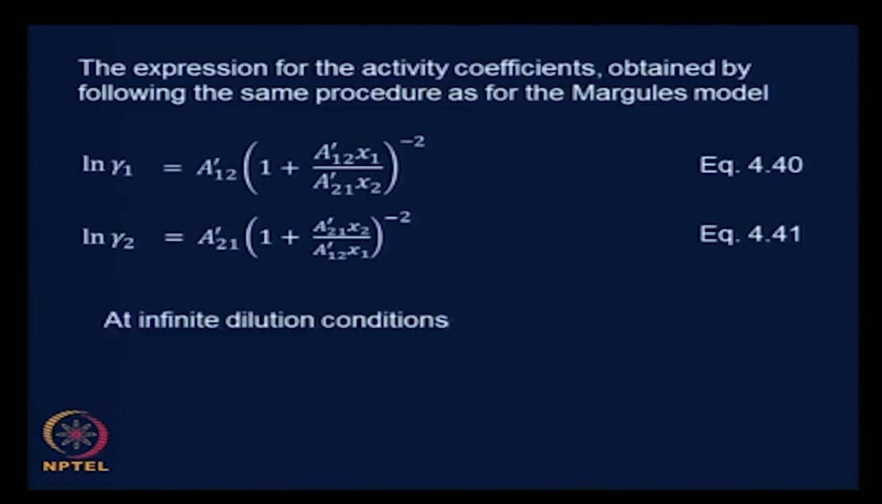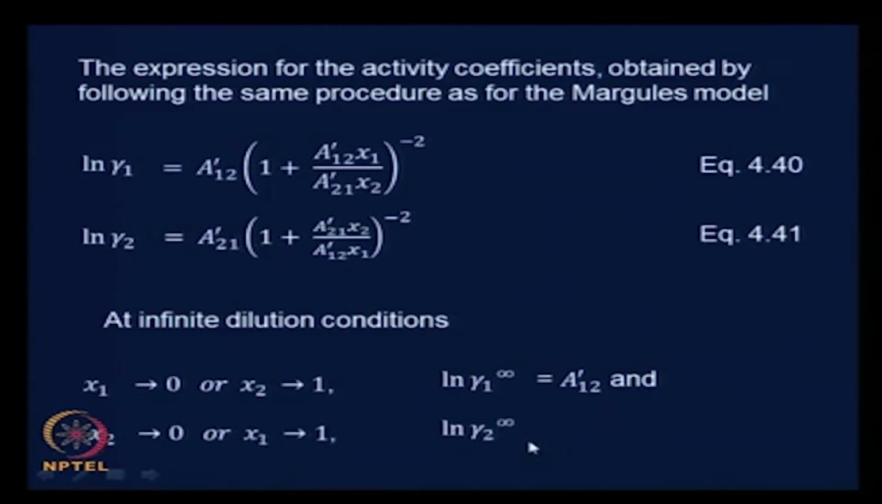And at infinite dilutions, as we did earlier, when x1 tends to 0 or x2 tends to 1, we have ln gamma 1 infinity equals A12 dash, quite easy to see. You put in x1 equals 0, irrespective of x2 this term vanishes and this term just becomes 1, and therefore ln gamma 1 at infinite dilution we are left with A12 dash alone. Similarly, if you substitute x2 equals 0 here, this term vanishes completely and this term reduces to 1, and therefore ln gamma 2 infinity is nothing but A21 dash.